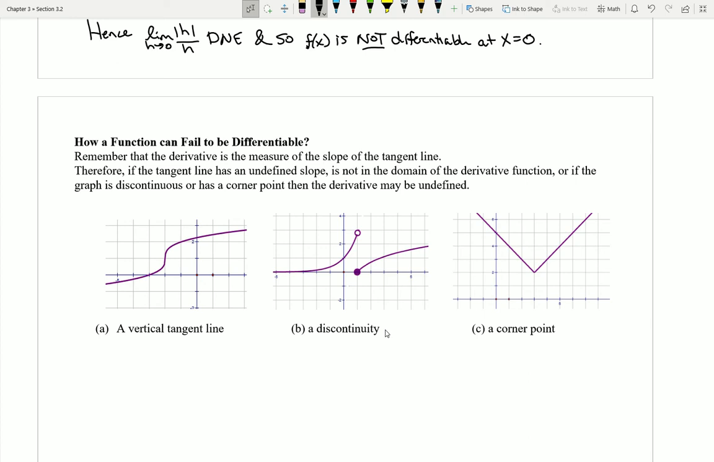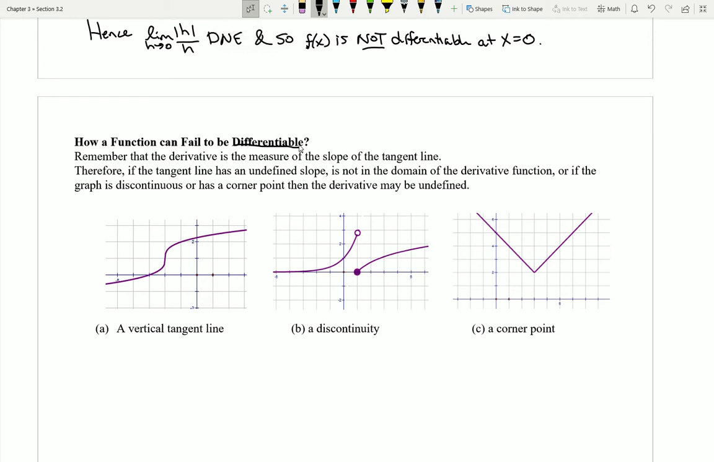So at the end of the last video, we saw that it's not always possible that just because a function is continuous at a point, it's going to be differentiable at that point. And we said that there are several ways that a function can fail to be differentiable. Now remember that differentiable just means, you always have to go back to what these words mean, that we can't find the slope of our tangent line.